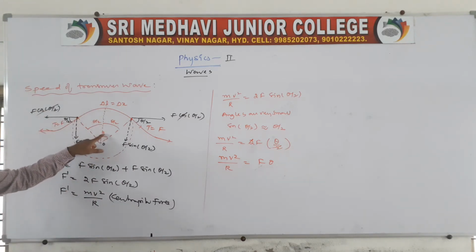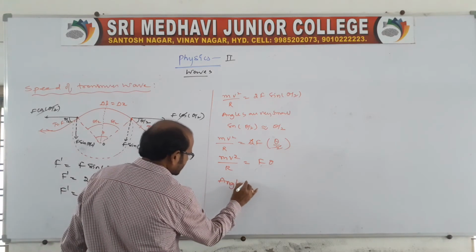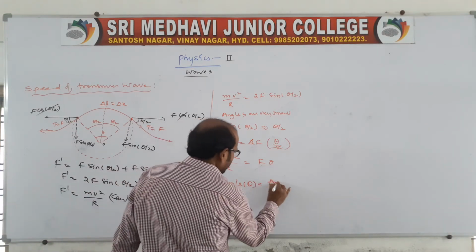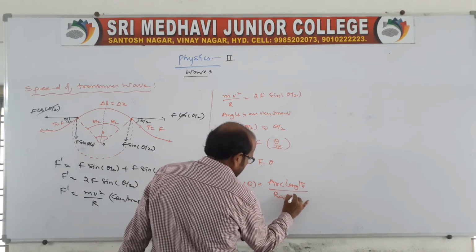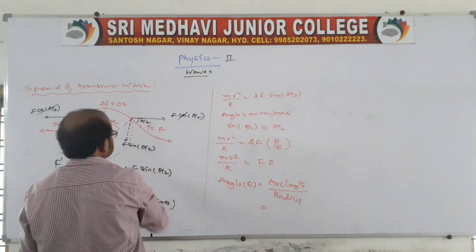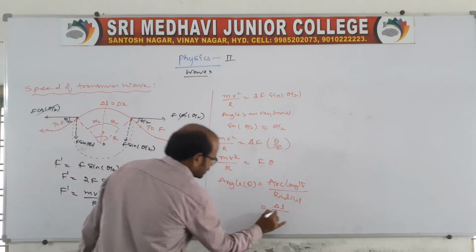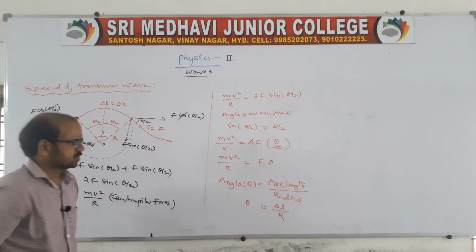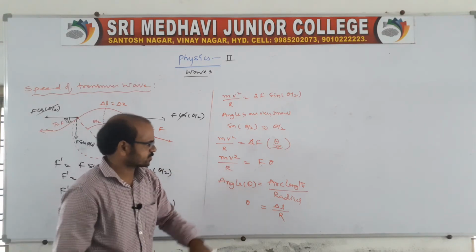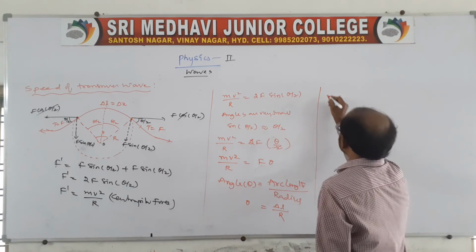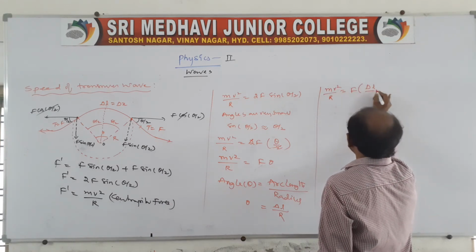Now look at the diagram, it is theta. According to the property of angles, theta is equal to arc length by radius. The arc length is represented as delta L or delta x, and the radius of the circle is r. So instead of theta we can substitute this, and we get mv square by r is equal to f into delta L by r.